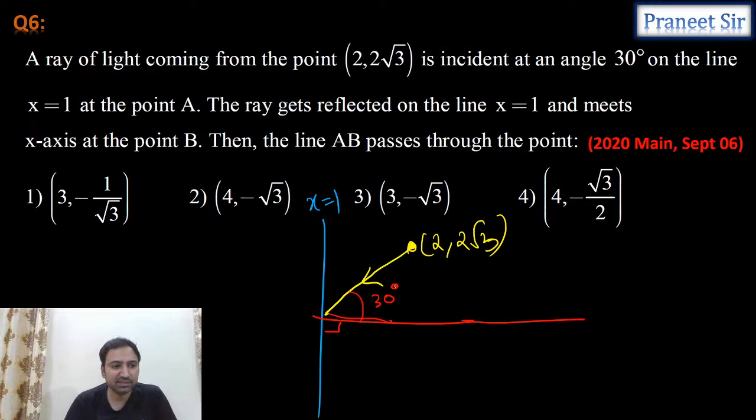Incident angle means it is making with normal only, right? Incident ray making angle with normal only, right? So this gets reflected.